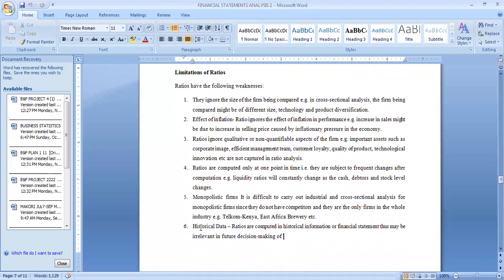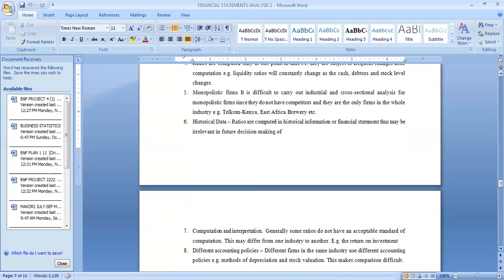Then it uses historical data. Historical data here means that it uses information which has already passed, some of which might not repeat in future. So if we make decisions using historical data, the data which has already happened, you might find that we might not get the correct picture because that particular scenario might not happen again in future, though we based our decisions on the same. Having said that, we can now move to another area.